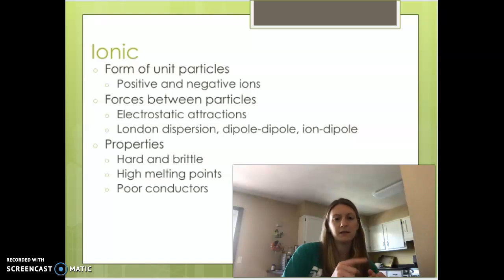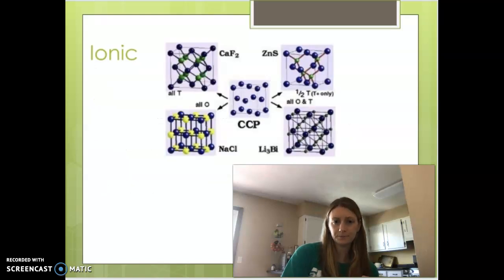But they also exhibit London dispersion, dipole-dipole, and ion-dipole because they are ionic. Because they can form polar bonds, they can exhibit all of those. They are very hard, but they also are pretty brittle, which means that they can break easily. They have a high melting point, but are still poor conductors of electricity. These are all examples here. Really any type of solid that's got a positive and a negative to it. Sodium chloride is one of our big examples. It's basically table salt, but you can have all these other examples as well.